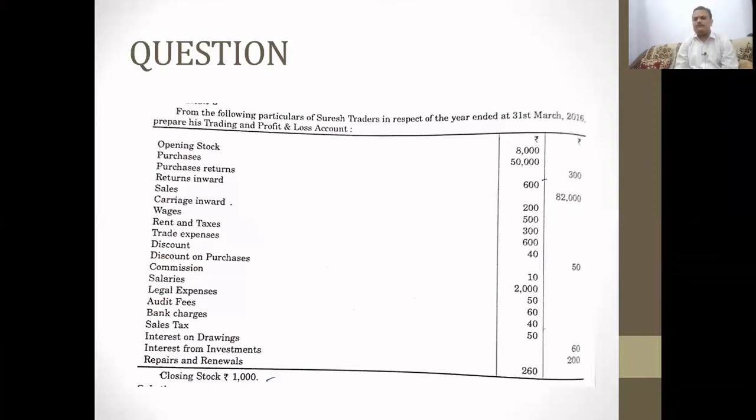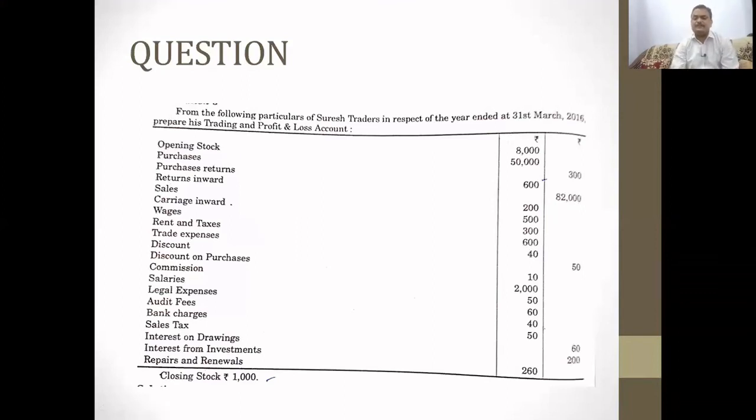So first of all, we have to find out which are the indirect expenses and which are the direct expenses. All direct expenses are treated as trading account expenses and all indirect expenses are treated as profit and loss account expenses. Direct expenses are shown on the debit side of the trading account and indirect expenses are shown on the debit side of the profit and loss account.